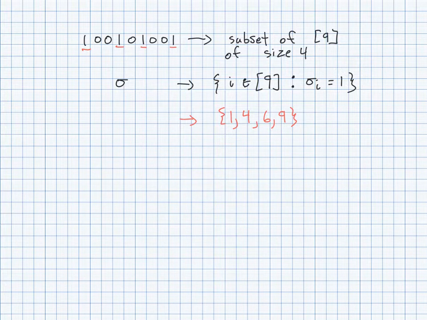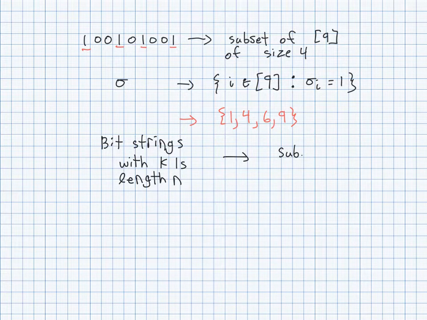And so this does actually get you from bit strings with k ones and length n to subsets, which was our first interpretation, of the integers 1 through n of size k.